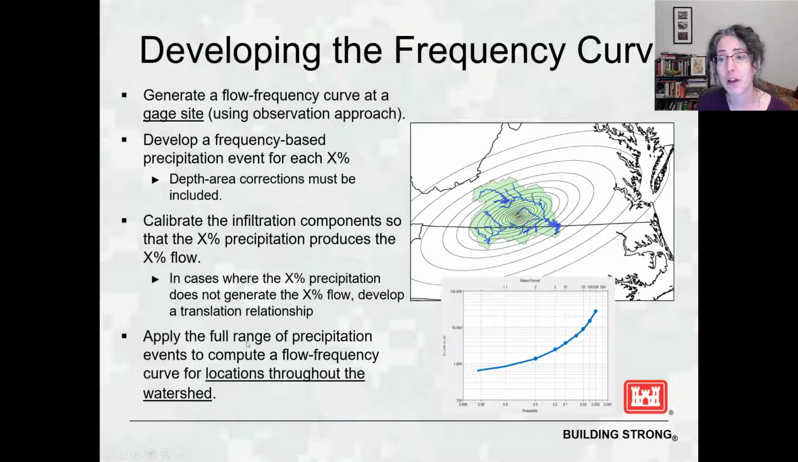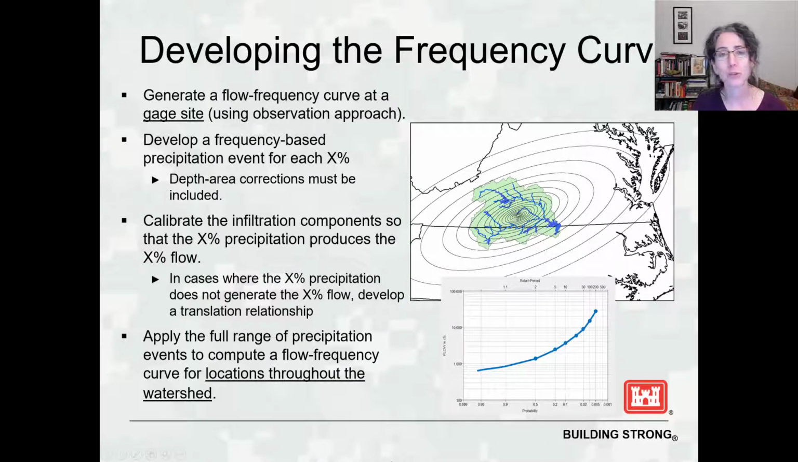Finally, we're going to apply the full range of frequency-based precipitation events across the watershed. Having calibrated those precipitation events to the site at which we do know the flow frequency, we'll now be able to use the flow at all the other sites for each exceedance probability to produce a flow frequency curve for each of the other sites. That's how it works when we do have one gauge site within the watershed and we're able to develop that one flow frequency curve.